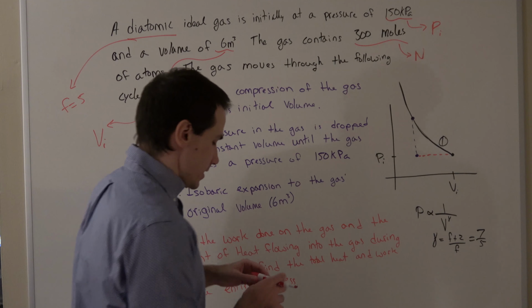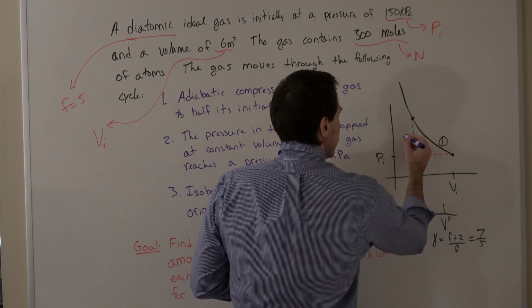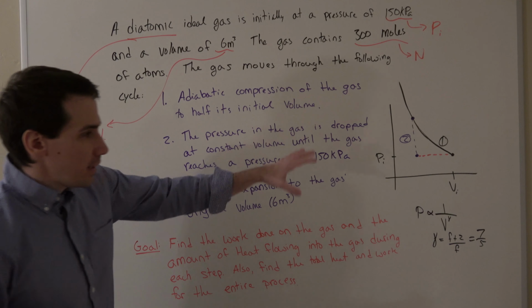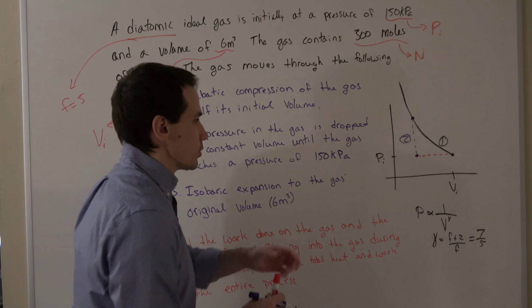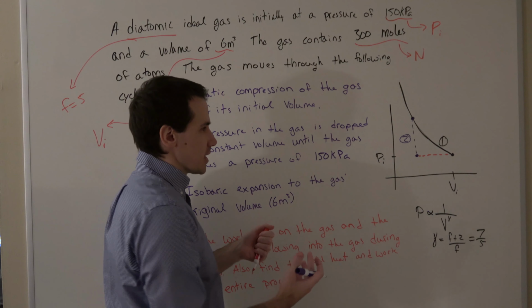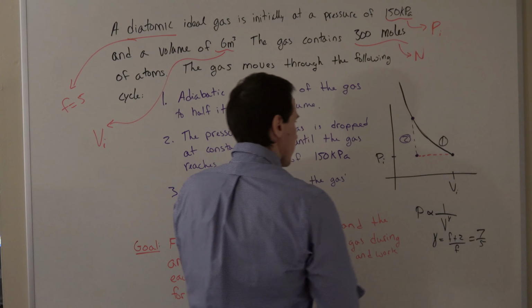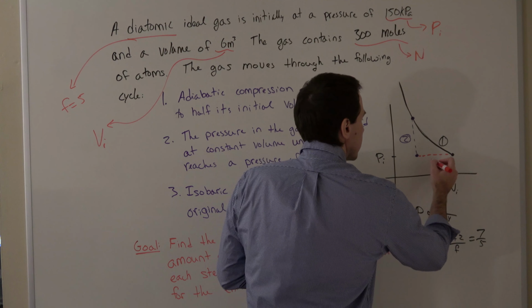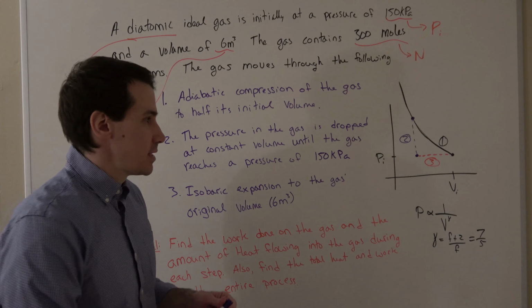So those are my three stages. I have stage 1, adiabatic compression. Stage 2, constant volume or isochoric, dropping pressure. It's not really compressing, it's just we're dropping the pressure. And then for part 3, we are expanding the volume back to its original state.